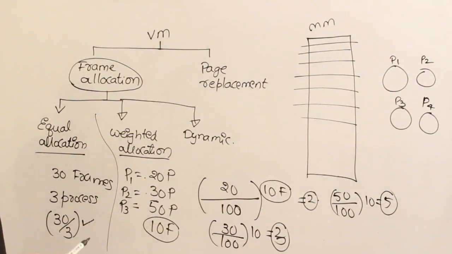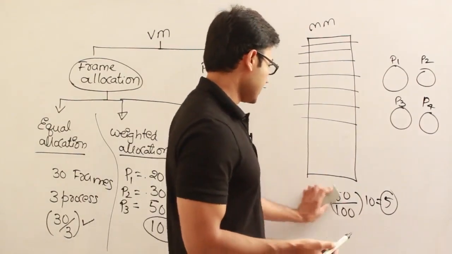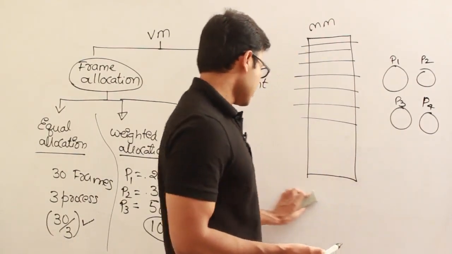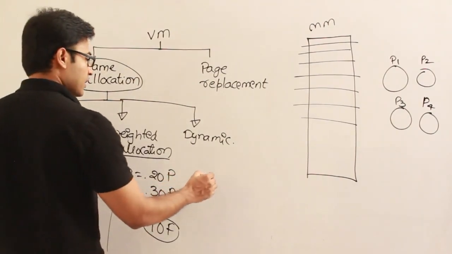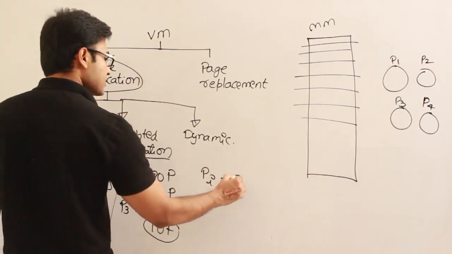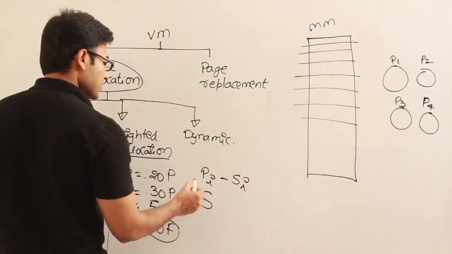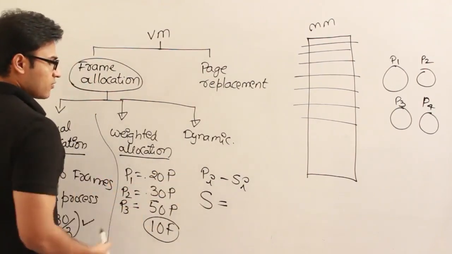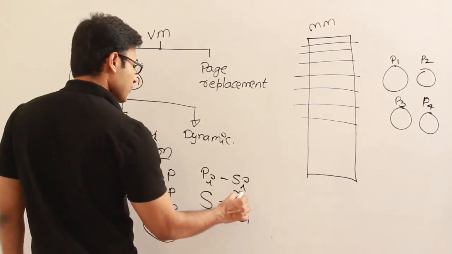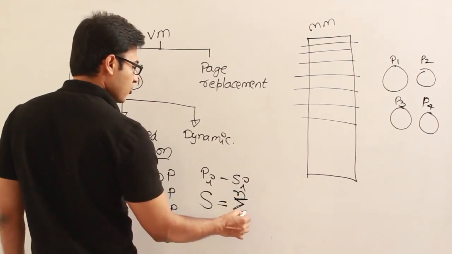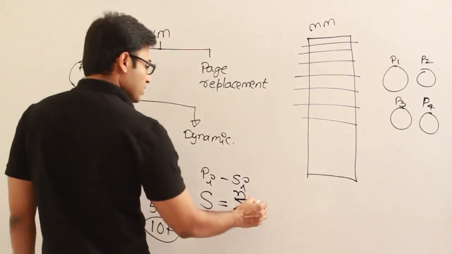If you want to see the formula which guides this weighted allocation, it looks like this. Let us say the size of each process Pi is Si. The size of process Pi is Si. Then I'll try to find out the total need, let us say capital S. Total need is the total of the sizes of all the processes. If there are n processes, where n is the degree of multi-programming, which means we want to run all these processes simultaneously, then I'll find out the total need.